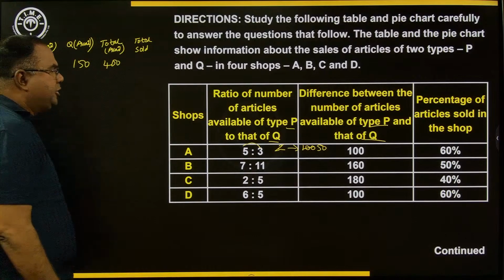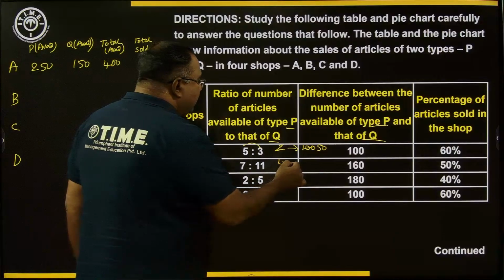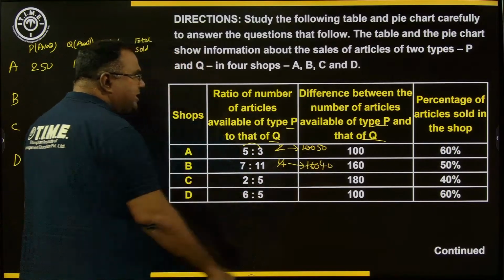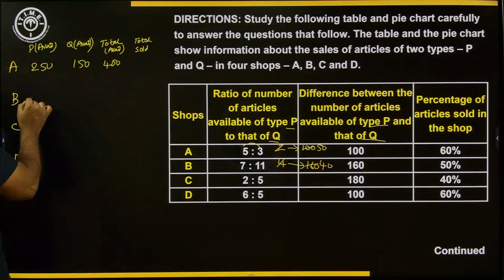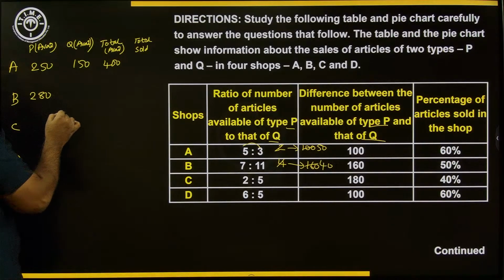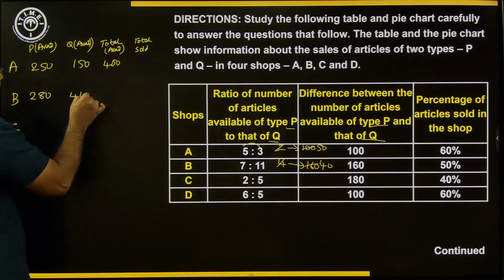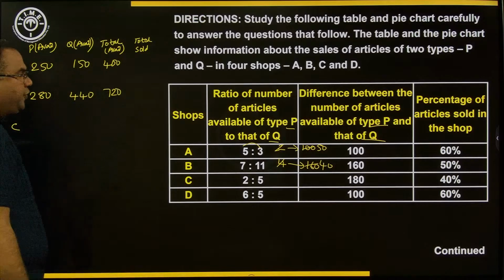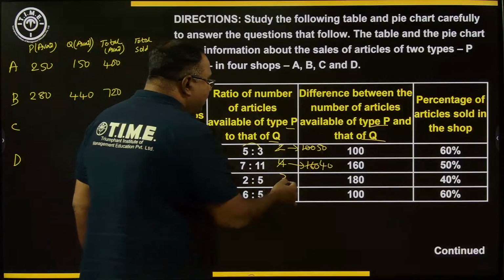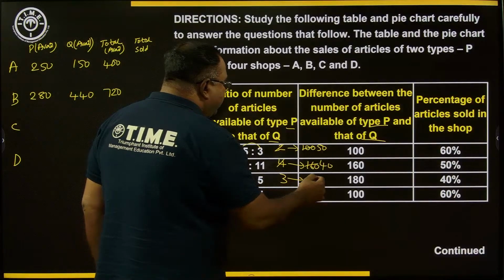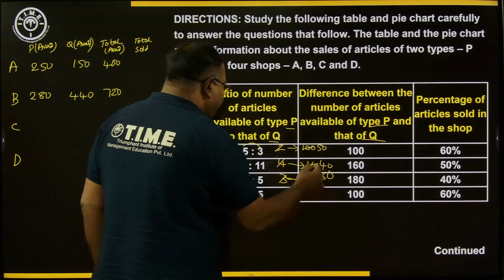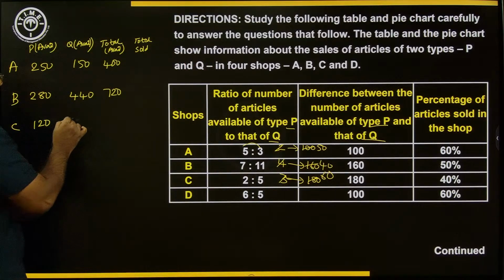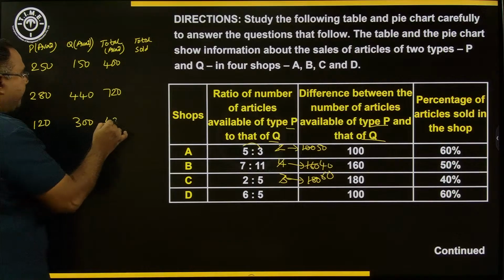Okay. Next, 7 is to 11. Difference is 4 parts, 160. So each part 40, 160 by 4. 7 into 40, 280. And 11 into 40, 440. So this has to be 720. Then 2 is to 5. So difference is 3 parts here, which is 180. So each part 60. Each part 60 means this is 120. 5 into 60, 300. This has to be 420.